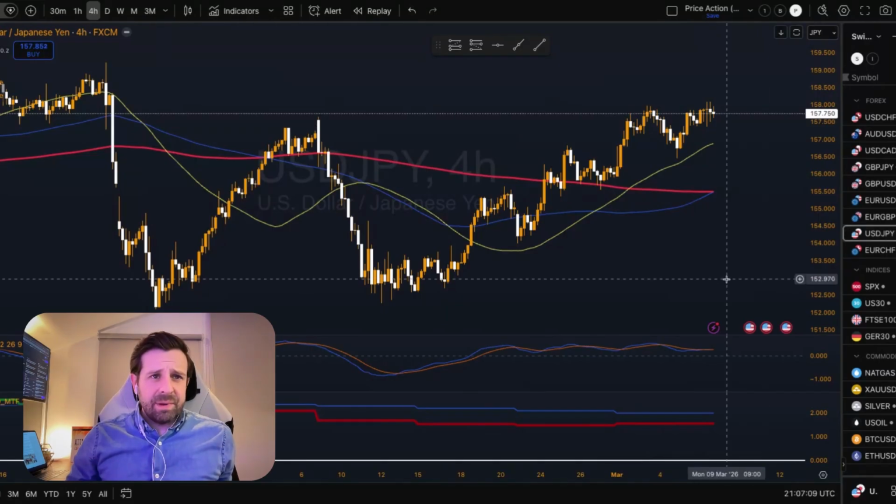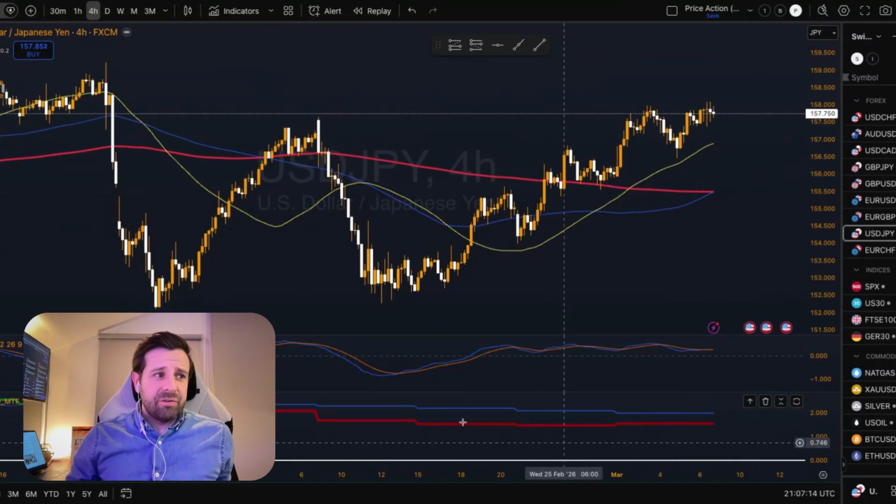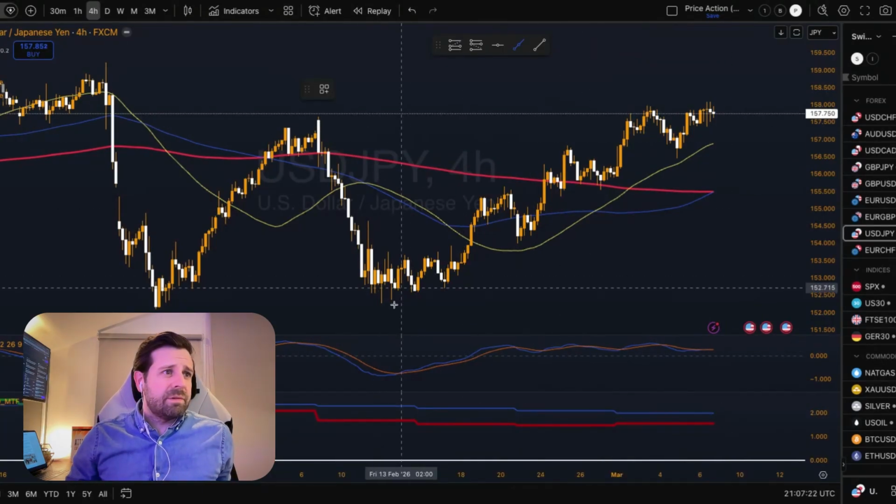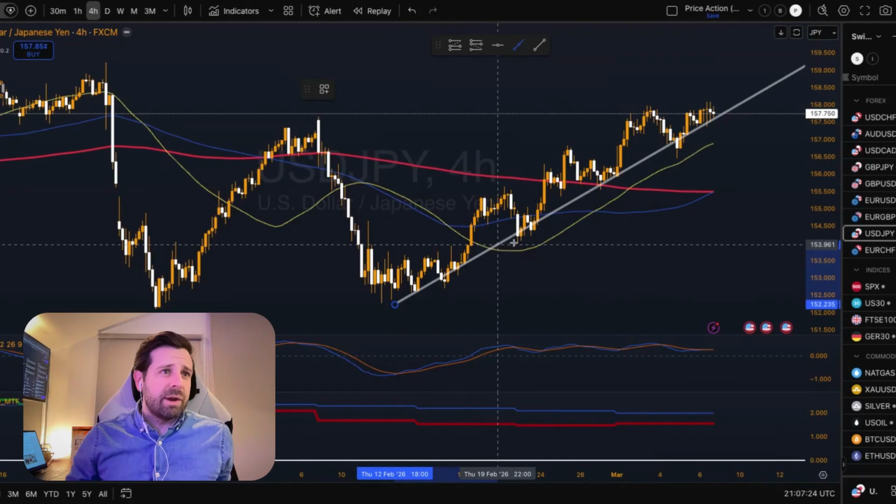US dollar, Japanese yen. Interestingly, I should be looking for shorts on it, but if you look at it, it's been completely tearing away. Actually, sorry, I'm on the 4 hour, aren't I?